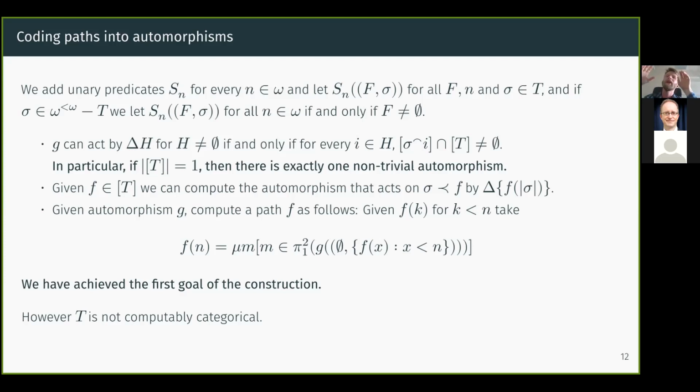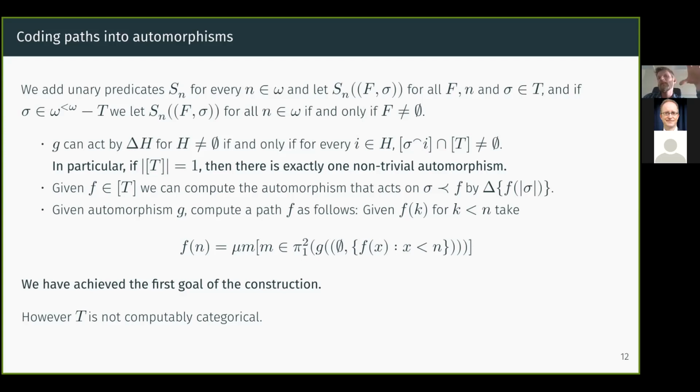So the automorphism G might act on nodes by finite sets. It might not necessarily act always by singletons. But what I can do is, if I start with f0, I take the least element in the set with which the automorphism acts from this set. This is my first element of the path. Then I look at this node, and I look at the least element of the set the automorphism acts with there, and I continue like this by induction. So I can compute the path back. So this would achieve the first goal of the construction.